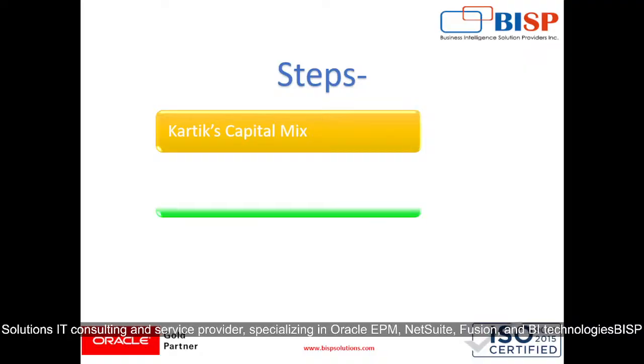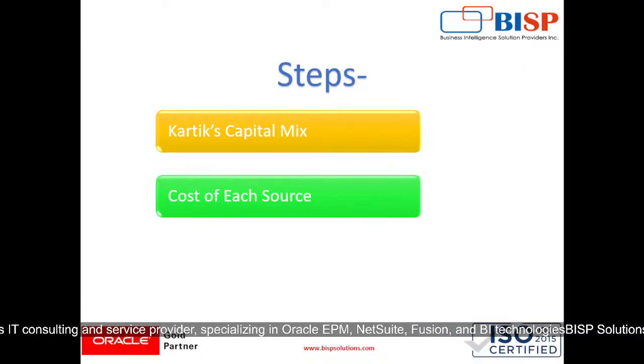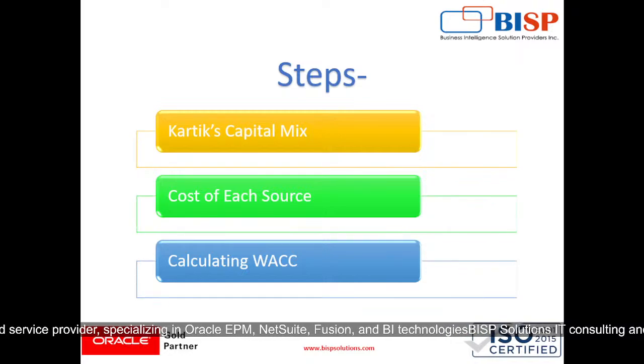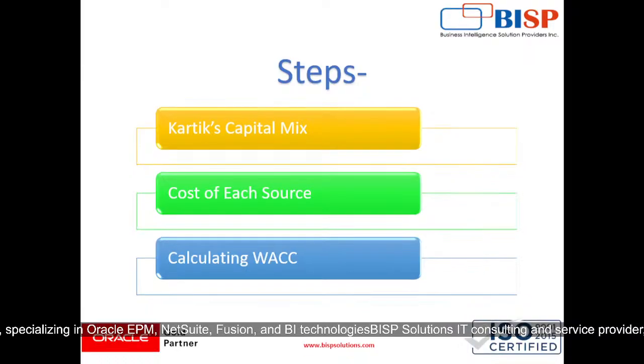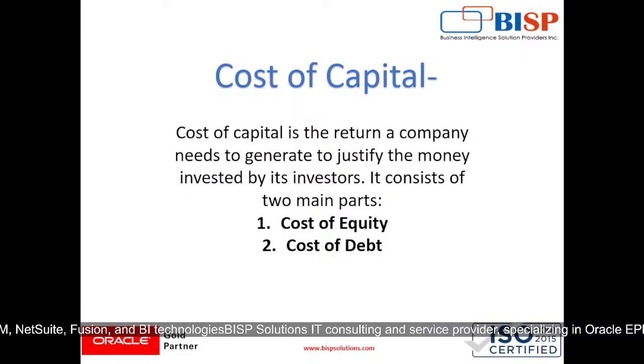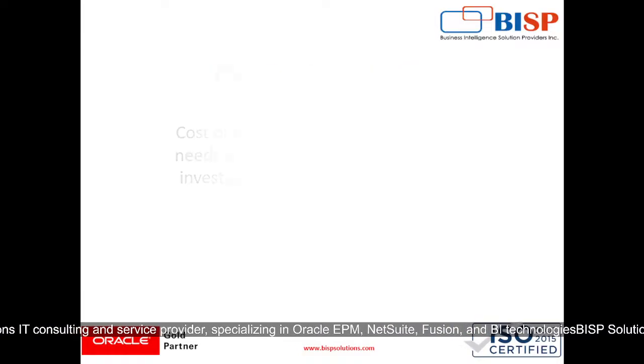In these steps, we have Karthik's capital mix, the cost of each source, and the calculation of WACC, which is 8.88%, which we calculated in our sheet in our previous session also. Then comes cost of capital, which consists of cost of equity, cost of debt, and WACC. Cost of capital is the return a company needs to generate to justify the money invested by its investors. It consists of two main parts, equity and debt.